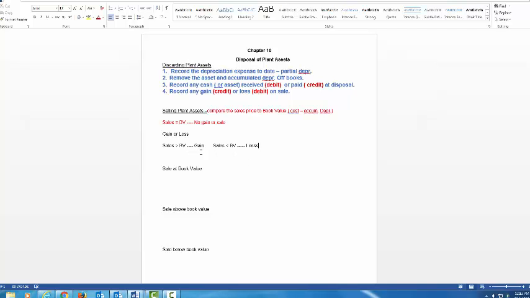Okay? So let's just kind of look at just a short problem, if we will. So let's say that we have an asset that cost us $105,000. No salvage value, and it was a 7-year asset. And when we do that, that equals $15,000 of depreciation per year.